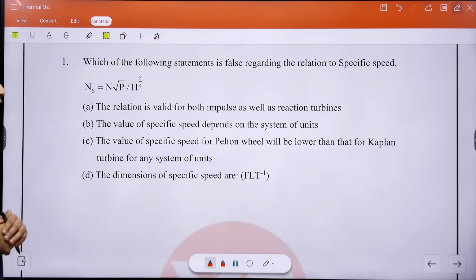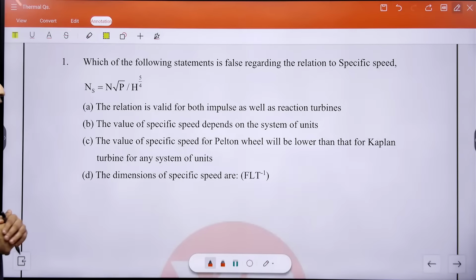Now in this case, we have different formulas for the turbine and different formulas for the pump, that you have to remember. For the turbine, the formula is defined in this way: Ns is equal to N root P by H to the power 5 by 4. That is the formula for the specific speed in case of a turbine. But for the pump, the formula is written in the form of N root Q by H to the power 3 by 4.